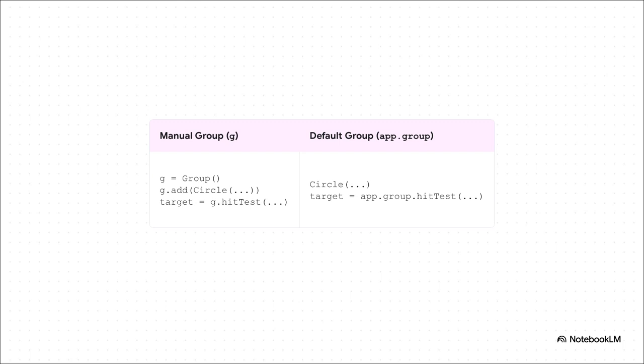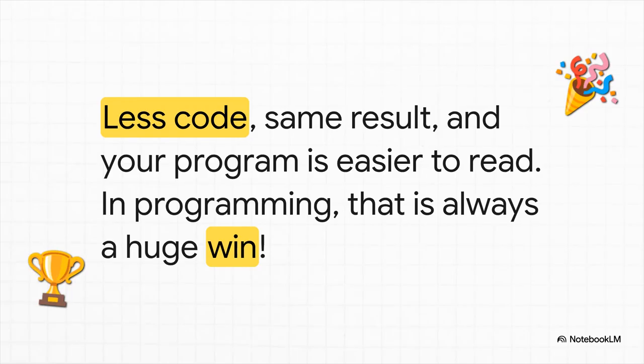Now, check this out. This is a real game changer. Look at the code on the left, that's what we were doing. We had to create a group called g, then add our circles to it, and then test g. But with app.group, we just create circles. That's it. They're already in app.group automatically, so we can test for clicks with app.group.hitTest right away. No extra setup required. What's the result? Well, you've got less code to write, an easier to read program, and the exact same awesome result. In the world of programming, that is always a huge win.